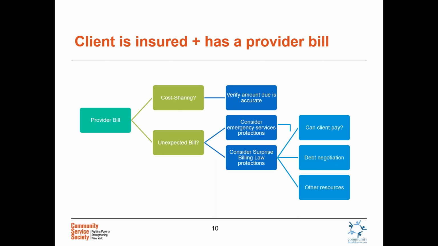The next kind of issue is an unexpected bill. So again, consider emergency services protections, which we will talk about in this presentation. Consider surprise billing law protections. And then after you've evaluated these protections, if none of them are applicable, can the client afford to pay this bill? If not, let's talk about debt negotiation and other resources.